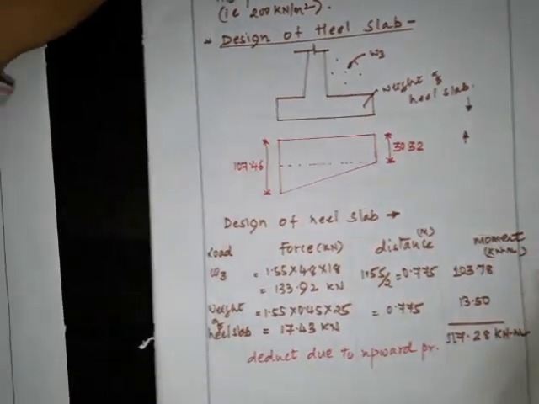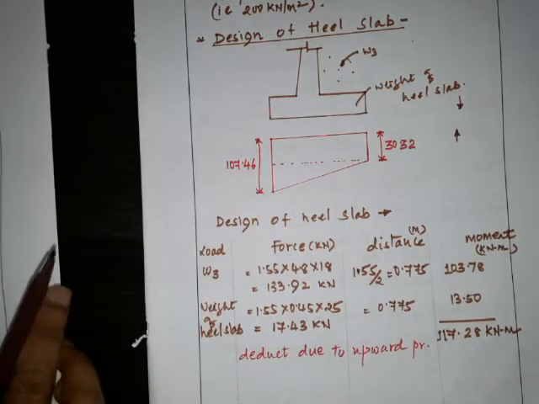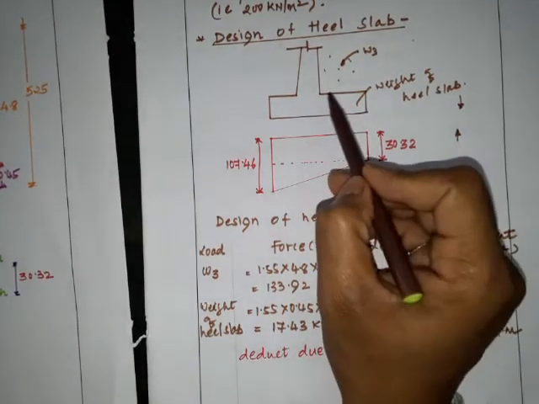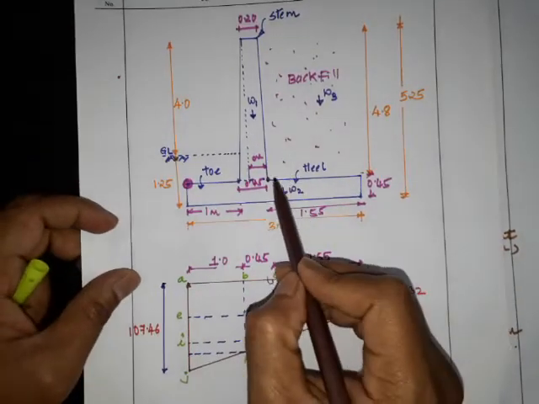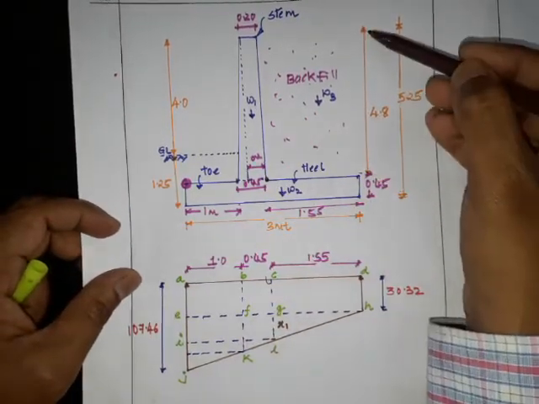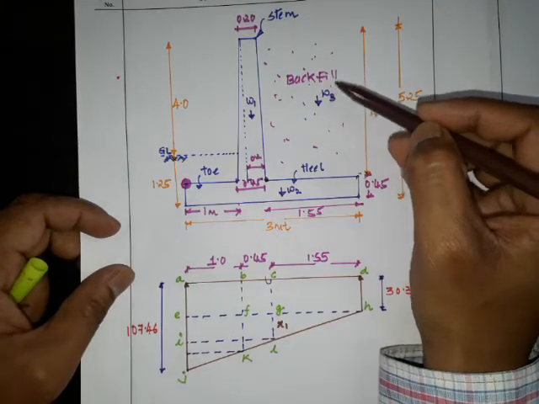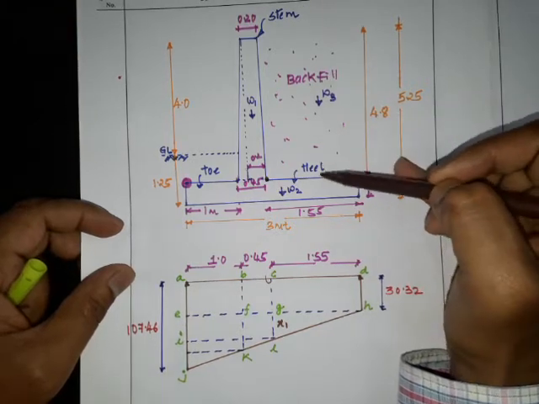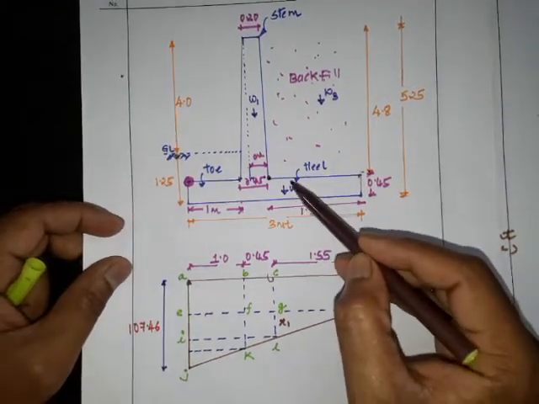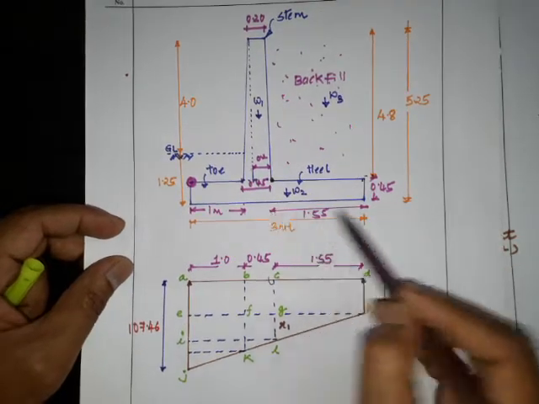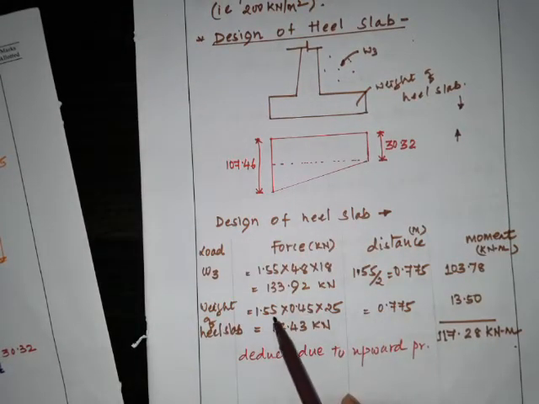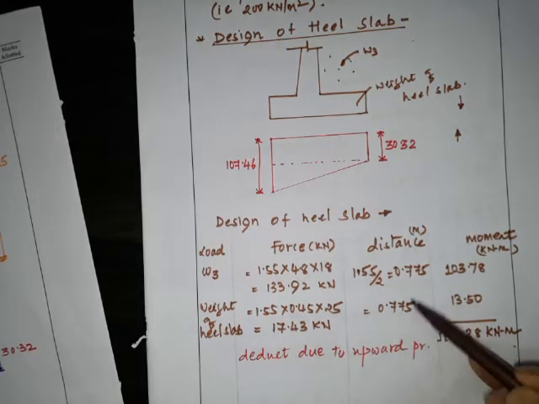If you consider the loading here, that is 1.55 into 4.8 into 18. This distance is 1.55, 4.8 is the height, and the density of backfill is 18. That is the first downward load acting on the heel slab. Then we have W2, that is the dead weight of heel slab. That is 1.55 into 0.45 into the density of concrete, 25.